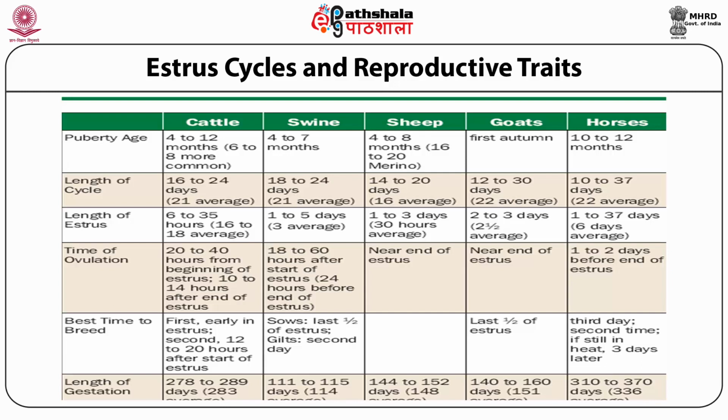The last row indicates the length of gestation. So after the sperms are able to fertilize the ova, the newborn will be born after the gestation period is over.